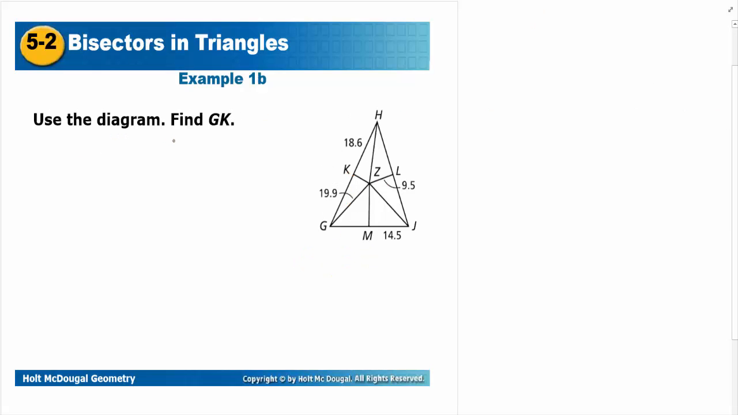All right, next up, again, we're going to do the same basic thing. Now this one I'll have to add things. I deleted this one, I think all of them. But it says use a diagram, find GK. So let's just say we're dealing with the same problem, okay? So we still have our 19.9s here, and our 19.9 here.